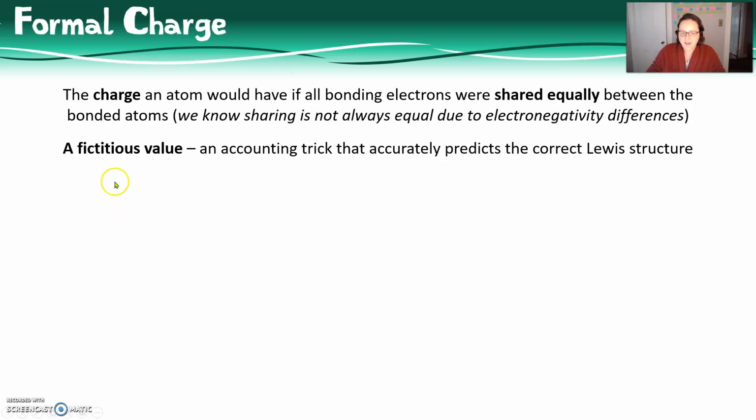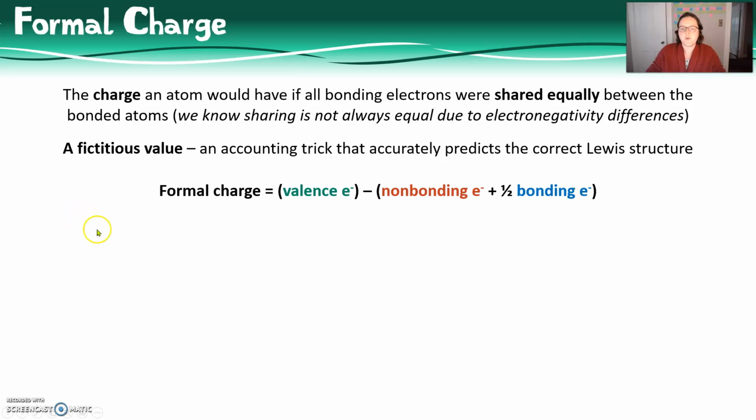But this fictitious value still has some merit, as it allows us to predict the correct Lewis structure, after considering a few rules, of course. First, formal charge is calculated by taking the number of valence electrons that the neutral atom brings to the Lewis structure, and then subtracting the number of non-bonding electrons and half the number of bonding electrons. Non-bonding electrons are the lone pair electrons, so every lone pair on the atom subtracts 2 electrons. For each bond on the atom, we subtract just 1 electron.